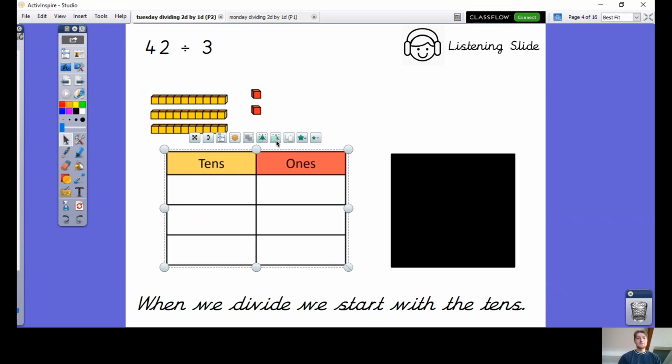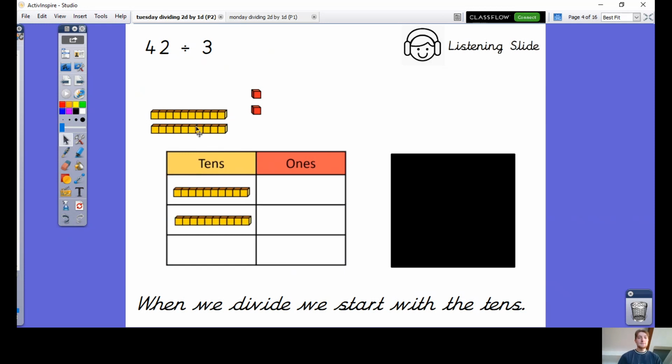Start sharing out the tens again equally. Now, I want equal groups, remember. So if I try to put this 10 in this group, I can see that it's going to have a much bigger value than the other two. And this is a bit of a problem. So what I'm going to do is exchange this 10 for 10 ones.